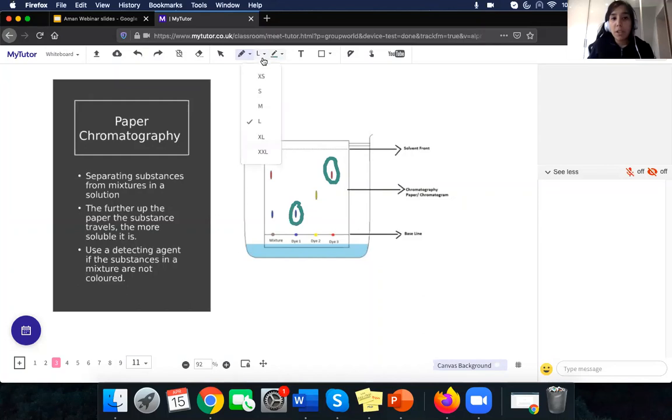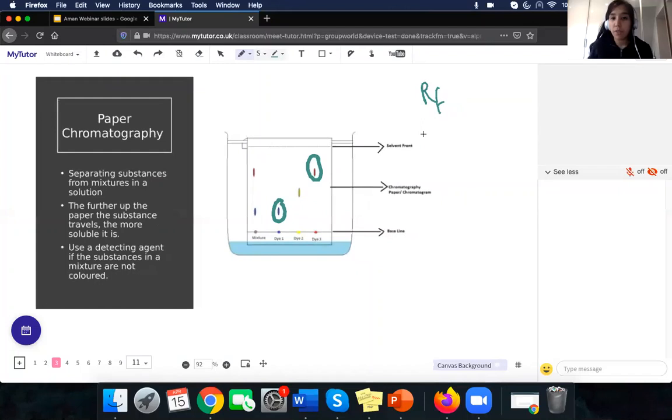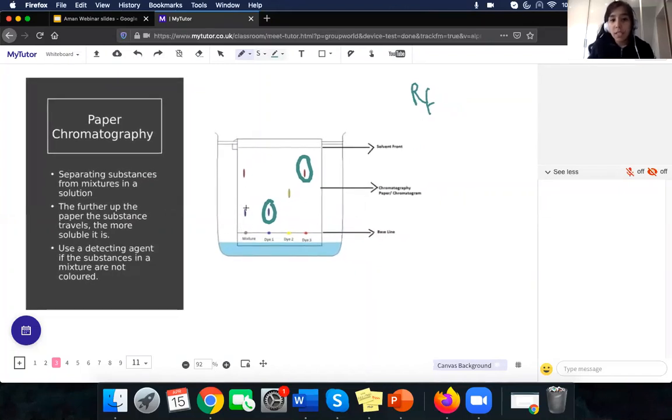One thing that you may be asked to calculate in the exam is something called Rf, which is the retention factor. That is basically the distance travelled by the substance, so let's say this blue one here, dye 1, divided by the solvent front. The solvent front is how far the solvent travels up the paper. If it travels to here, that's the furthest it travels, that's the solvent front. We do how far the dye travelled divided by the solvent front, and that gives you a retention factor. Basically, the higher the retention factor, the more soluble a substance is.